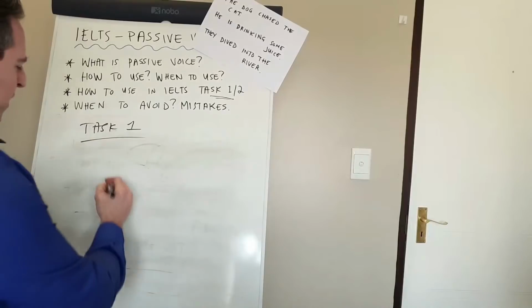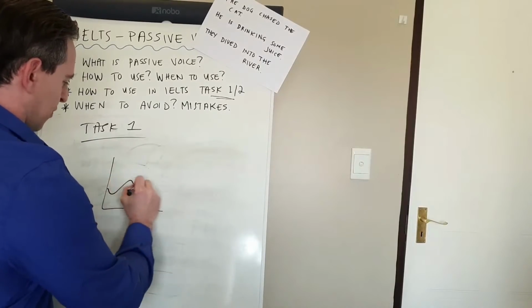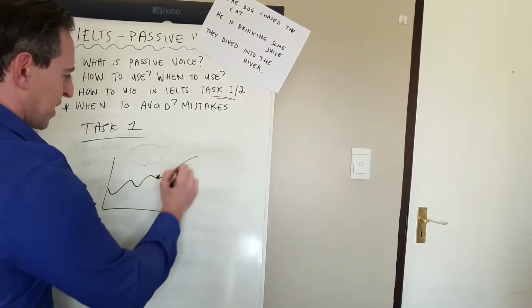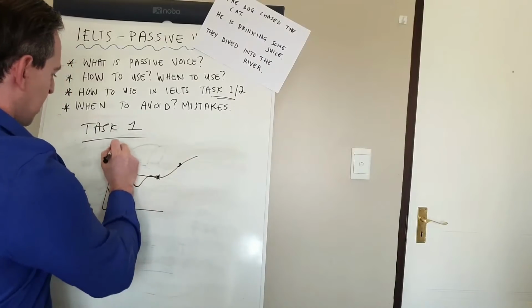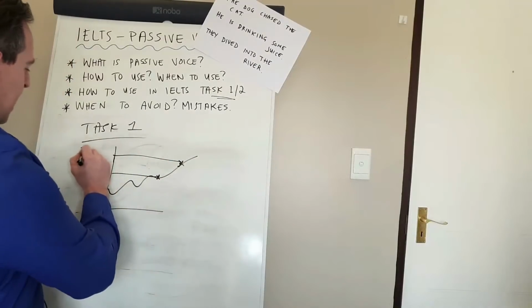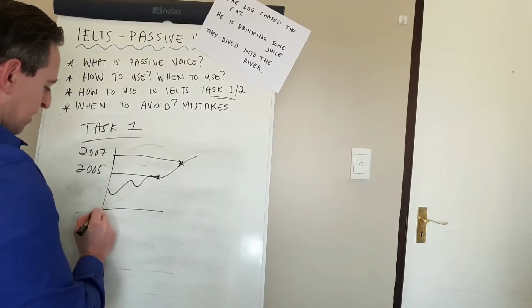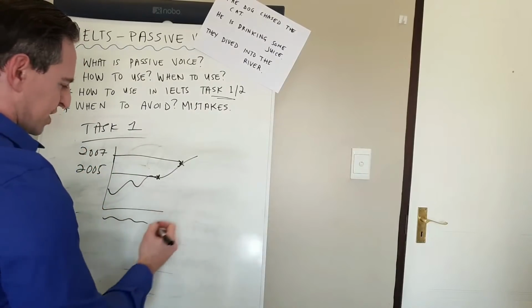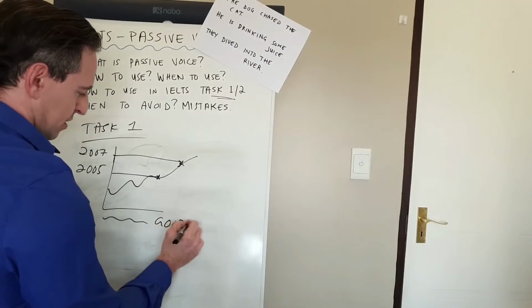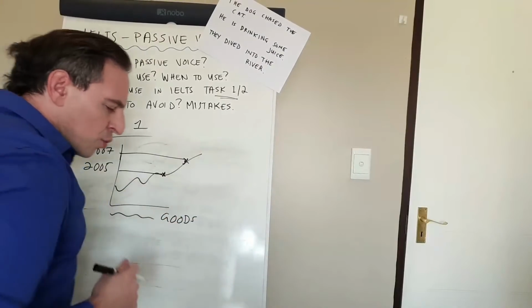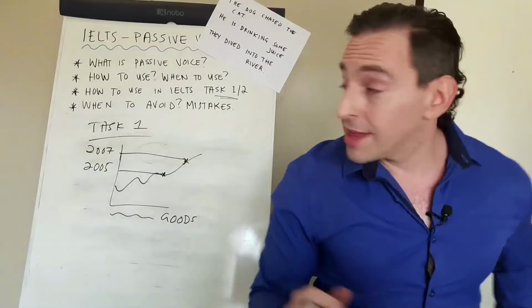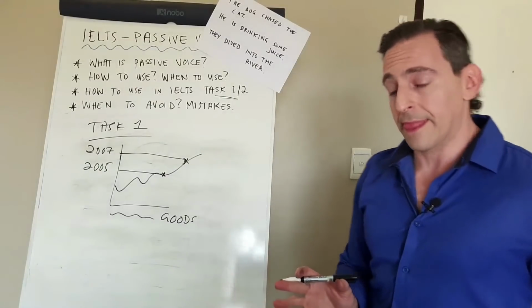Now, you know, you get a pie chart, you get a line graph. This is not the best one, I do admit. But let's say that is 2007. This is 2005. And we'll just say this is goods. Now, why do you want to use it for this kind of task 1?